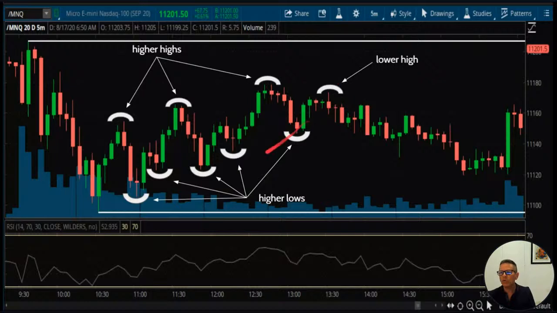Here's the lower high. So if you got into this trade here and it kept going up, this is where you want to get out, right? Now when it's sloping down here.